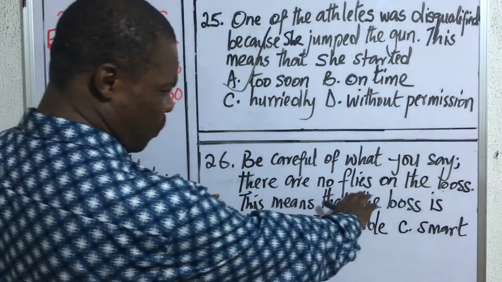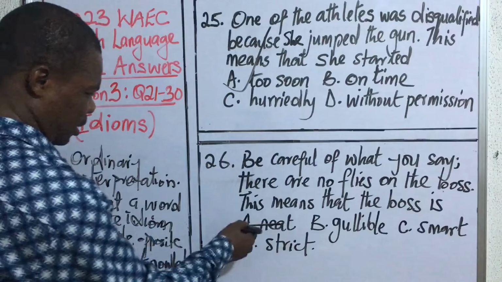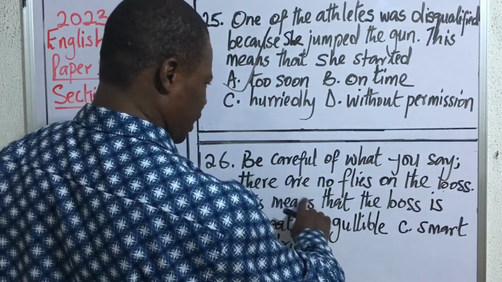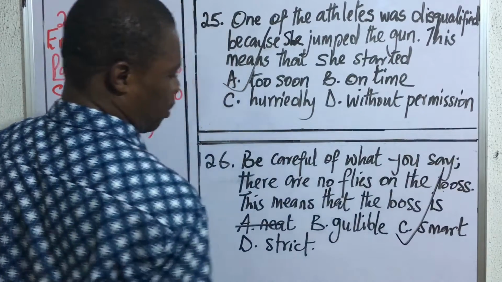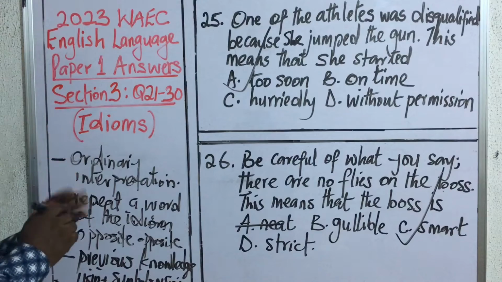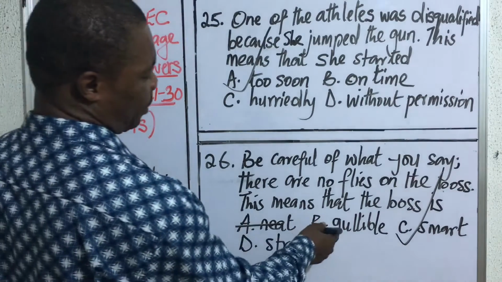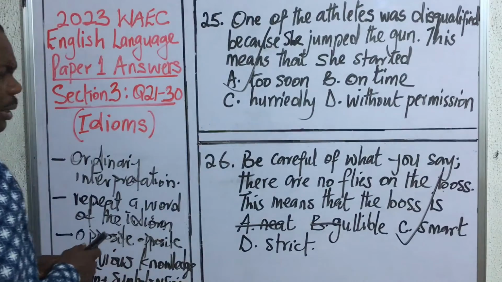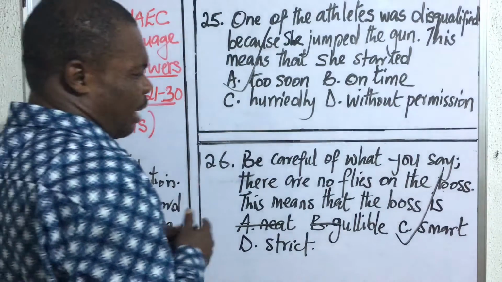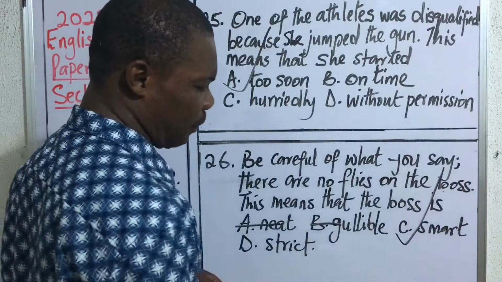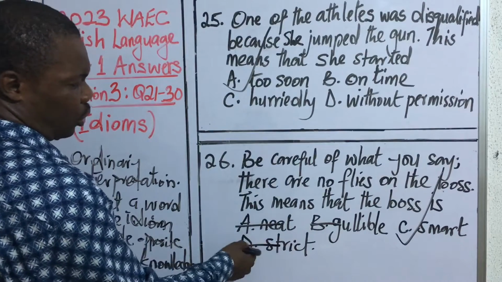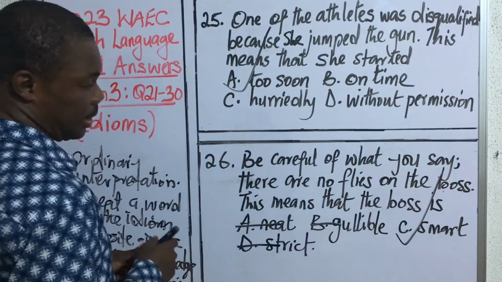Okay? If you say no flies on the bus and they say the bus is neat, this looks like an ordinary interpretation. Okay? Now, the correct answer to this expression is what? Smart. It means that the boss is intelligent. If you say there are no flaws in someone, it doesn't mean that the boss is gullible. If someone is gullible, that means the person can take in anything, that can absorb anything. So in that case, you don't have to be careful with such a person. And if someone is strict, then they cannot warn you to be careful of what you say. So the correct answer is C.